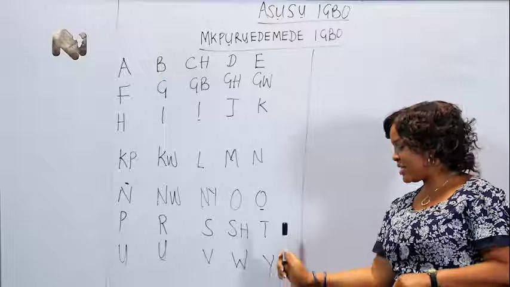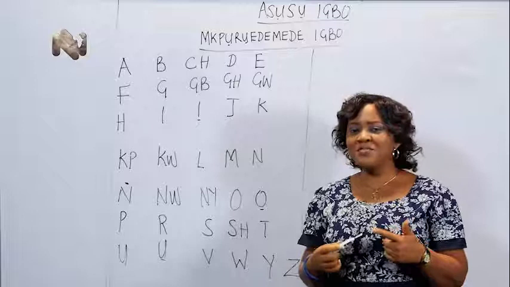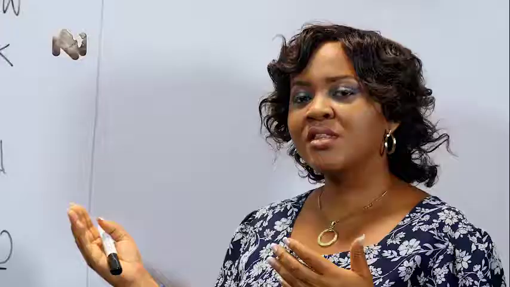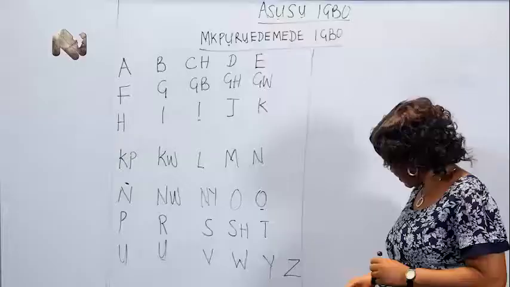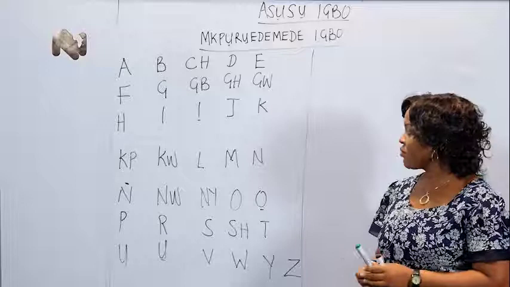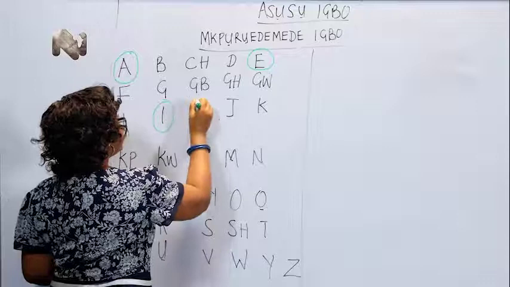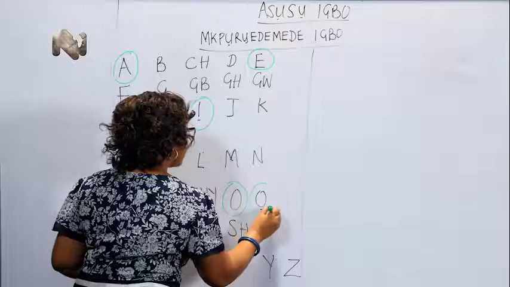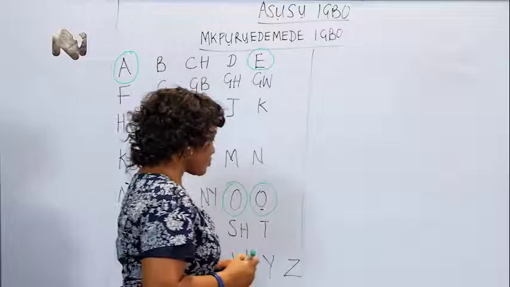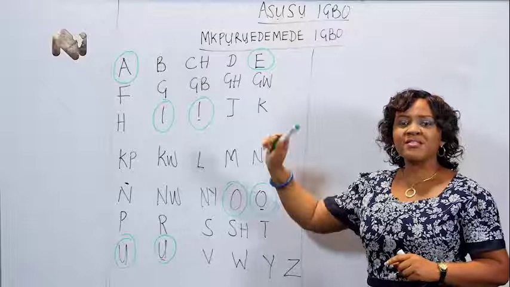I want you to practice this on your own. Don't forget to practice. Good, we're going to separate the vowels from the total alphabet. Let's remove the vowels. I told you earlier that we have 8 vowels in the Igbo alphabet. Looking at the board, you see the circled alphabets. They are the vowels, 8 of them.